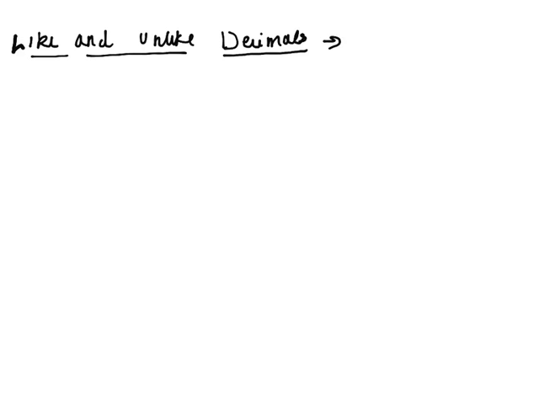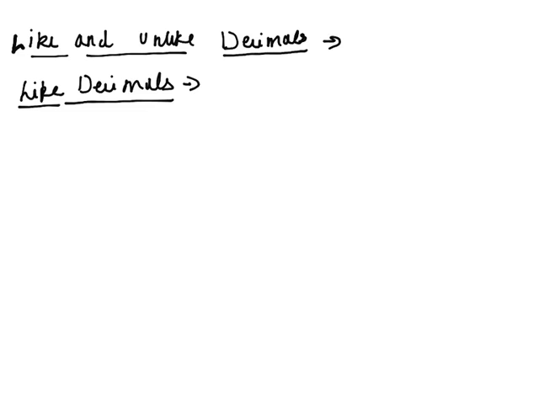Hello friends, today we are going to start the types of decimals, that is, like and unlike decimals. So what do we mean by like and unlike decimals? First of all, we will see like decimals. Two decimal numbers can be said to be like decimal numbers if they have an equal number of digits after the decimal point.